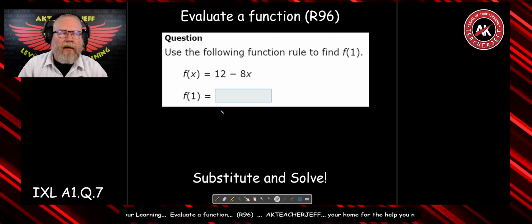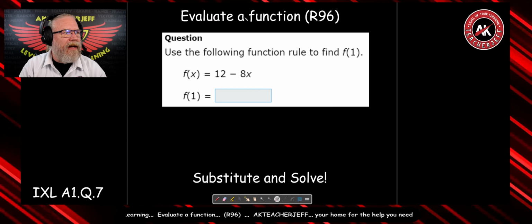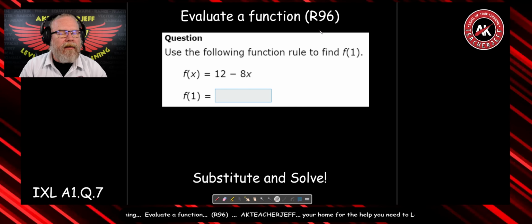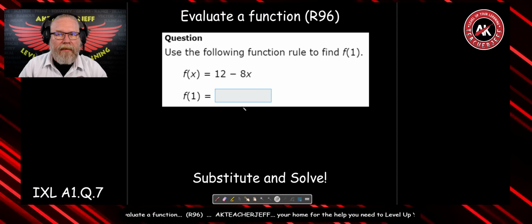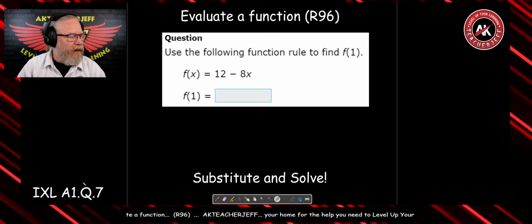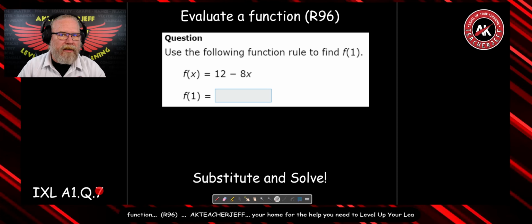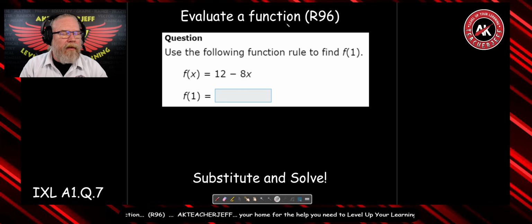Hello, this video is for the IXL activity titled Evaluate a Function. The three-character code for this activity is Romeo 96. At the time of this recording, this activity can be found at A1.Q.7. All right, so evaluating a function.